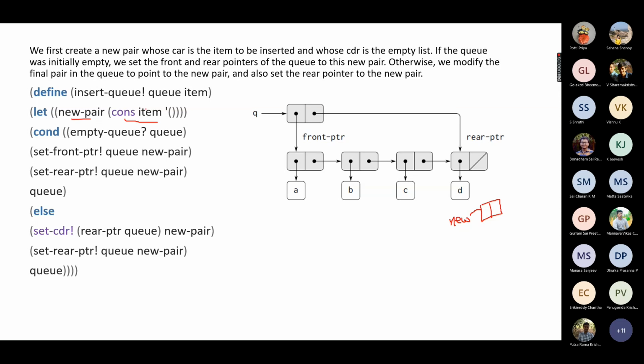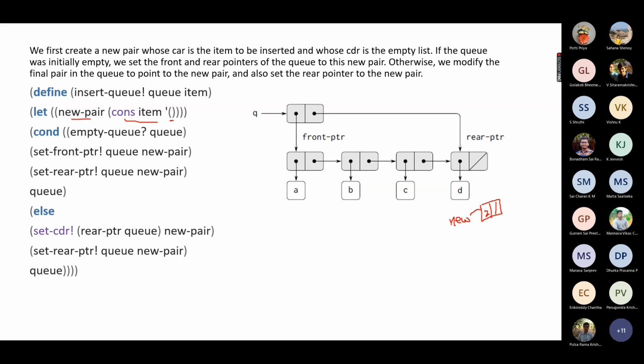Okay, so in the pair, if you look at cons item and then the something is null. Okay, that is cons item. Item is a car part. For example, I want to insert 2. Okay, 2 is the item, and then this is null. So you are making cons, and then you are assigning it to a variable new pair. So consider it is new. I have written it in a shorter way.